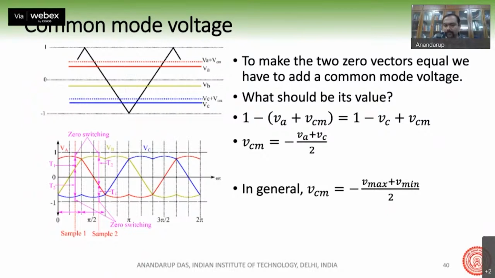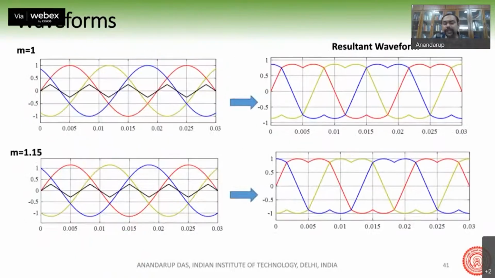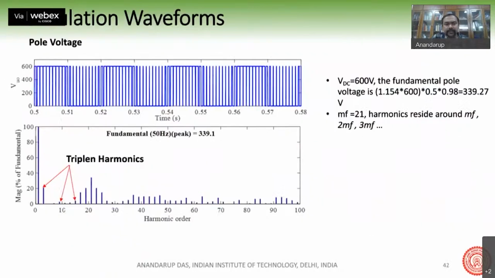This is just one line of code in a DSP implementation. It's a single line of code which you add, and then you change from sine PWM to space vector PWM. And so you can see the resultant waveforms which we get here.